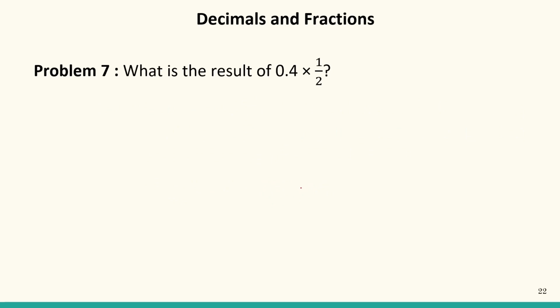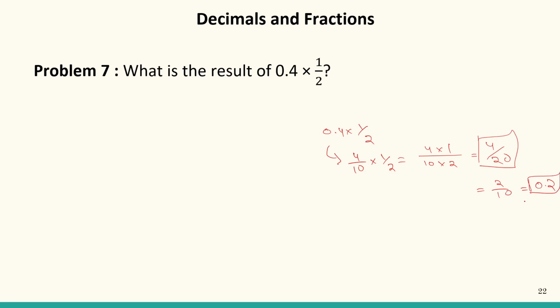What is the result of 0.4 into 1 by 2? 0.4 can be written as 4 by 10. So 4 by 10 into 1 by 2: we multiply the denominators, that is 10 into 2, and then multiply the numerators, that is 4 into 1, which gives 4 by 20. In simplified form, this is 2 by 10, which is equal to 0.2. This is the answer.